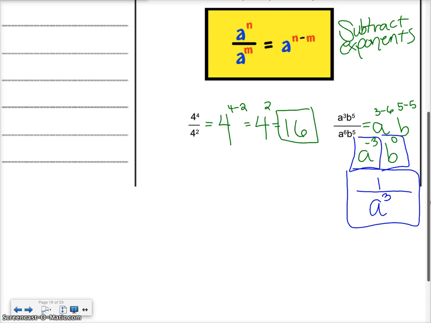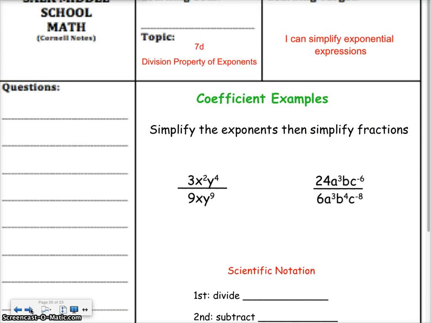Is there more? Because I want to make sure that you have some negative answers in there too. You got to remember your integer rules as well. Oh yeah.